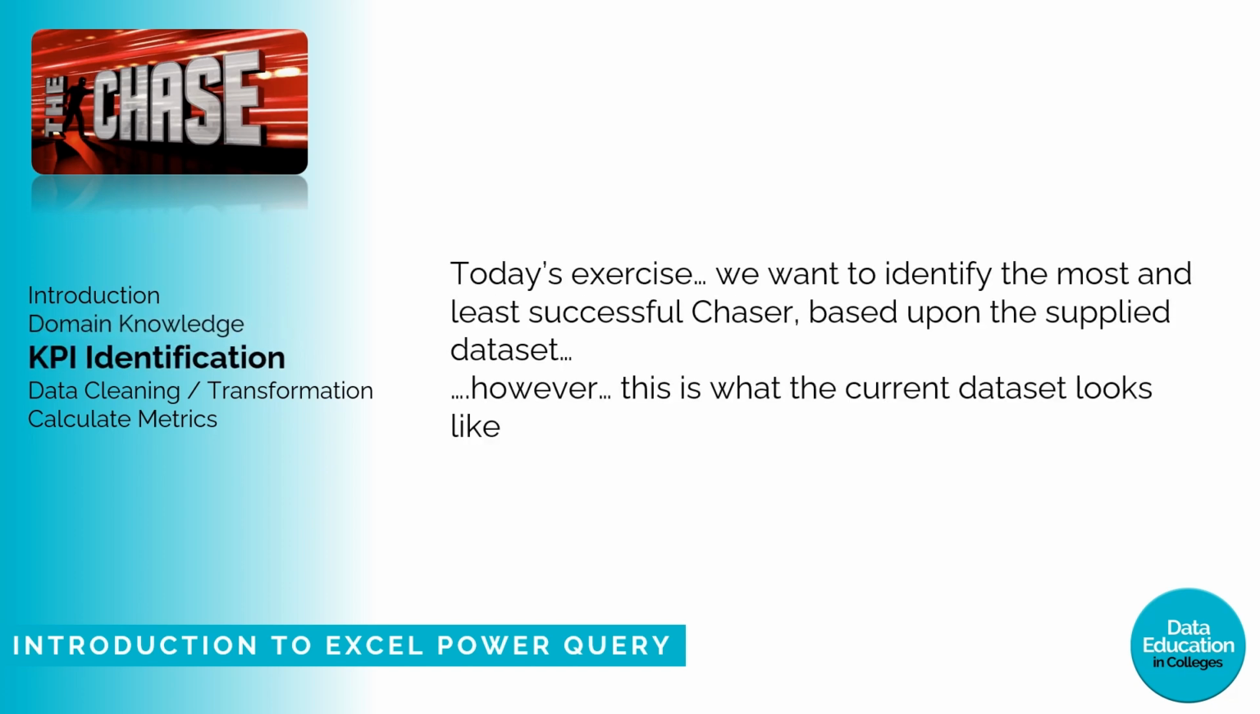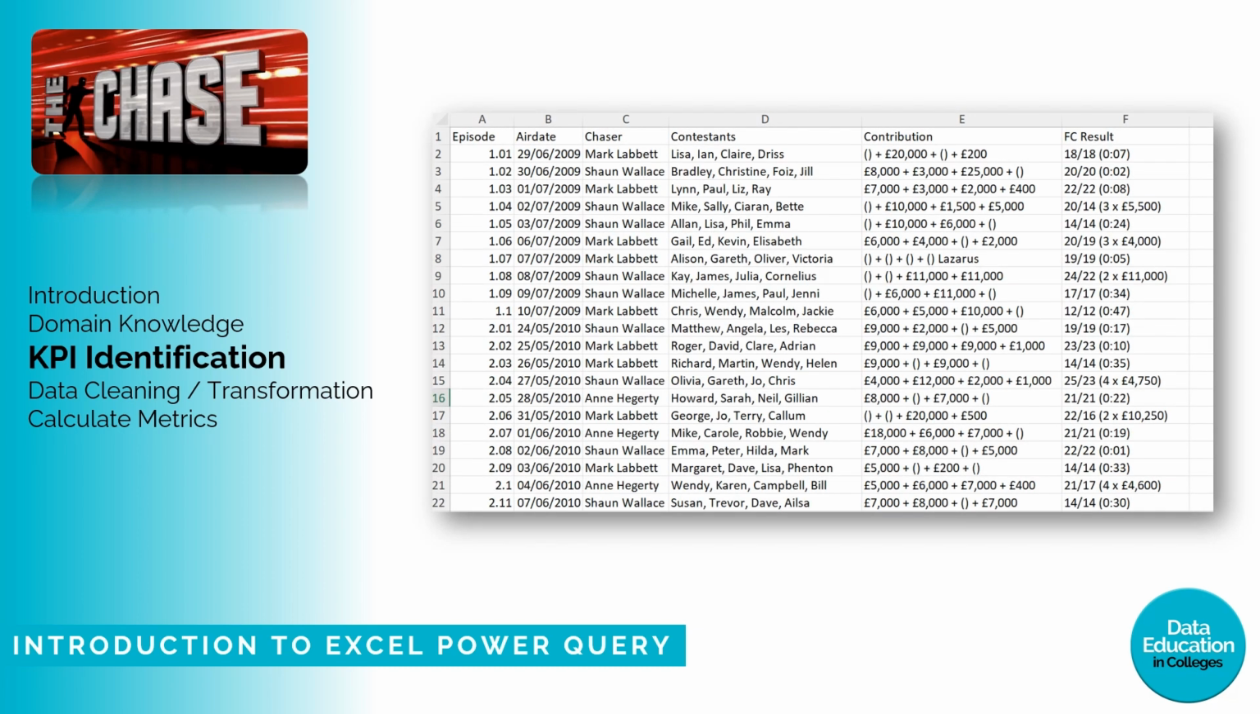And then the final chase, after all 4 contestants have had their personal chase, whoever's left has a final round. So today's exercise, we want to identify the most and least successful chaser based on the supplied data set. But that's currently what it looks like. We need to do a little bit of work on this before we can make sense of it.